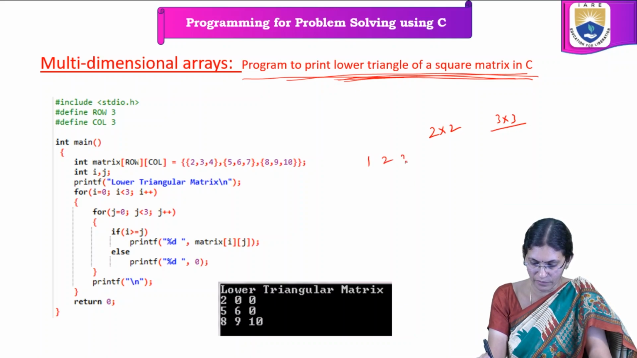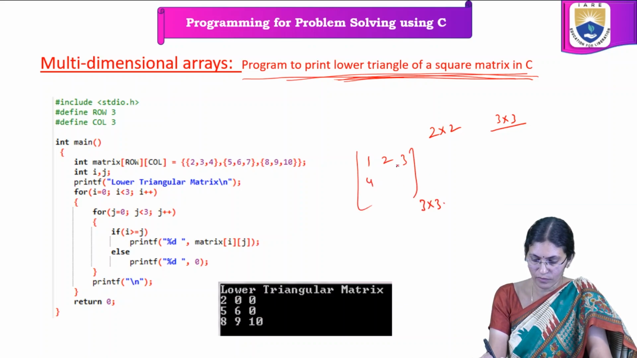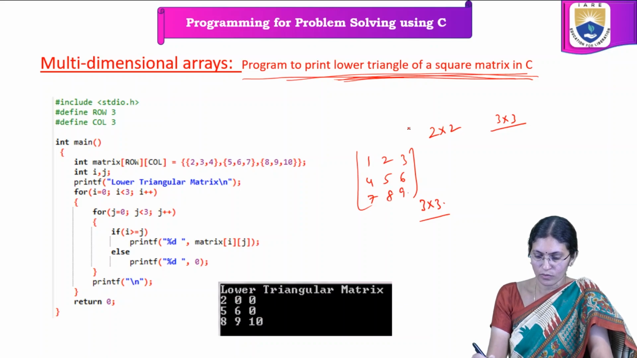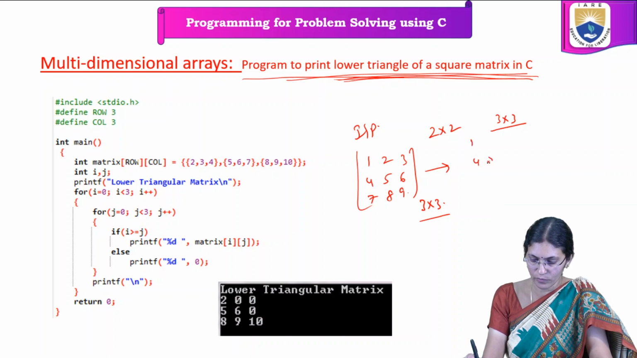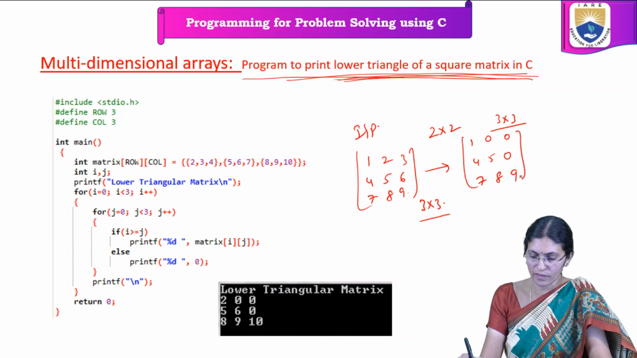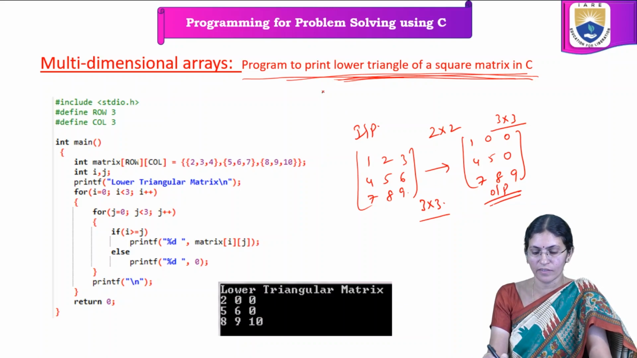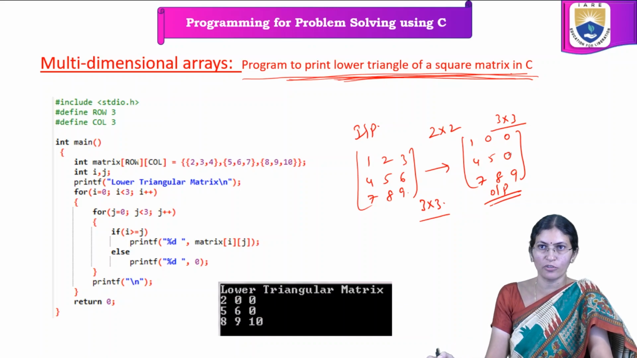Suppose we have a 3 by 3 matrix. The elements of this are 1, 2, 3, 4, 5, 6, and since a 3 by 3 matrix has 9 elements, 7, 8 and 9. If this is the input, the output should be 1, 0, 0, 4, 5, 0, 7, 8 and 9. So this should be the output of this program. This is what the statement means: the lower triangle forms part of the matrix, and the remaining elements should be 0.